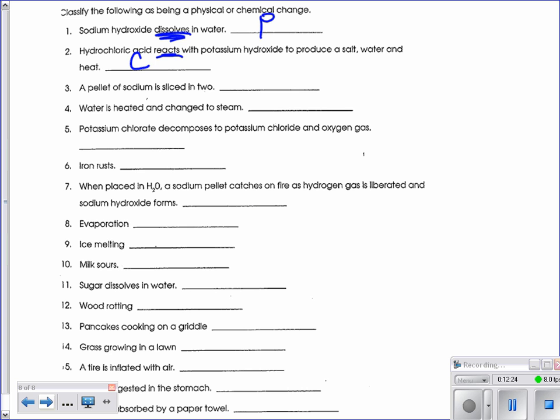This is beyond the scope right now. You certainly don't need this, but HCl plus potassium hydroxide, we could create these new things that are produced. That's what it's saying. It produces a salt, which is the potassium chloride, plus water is what ends up happening. So it is a chemical reaction. A pellet of sodium is sliced in two. Physical.